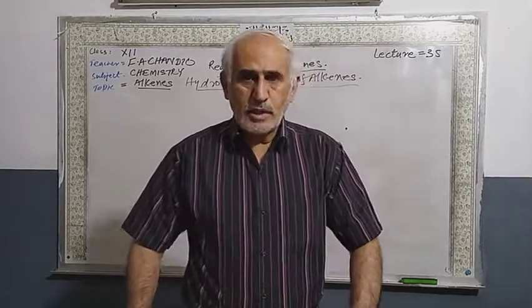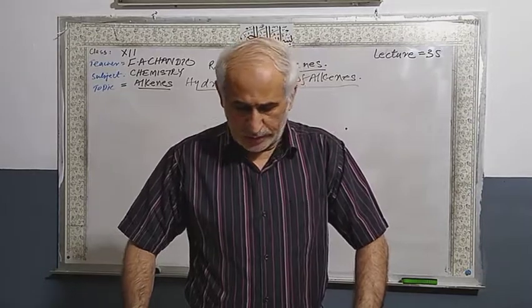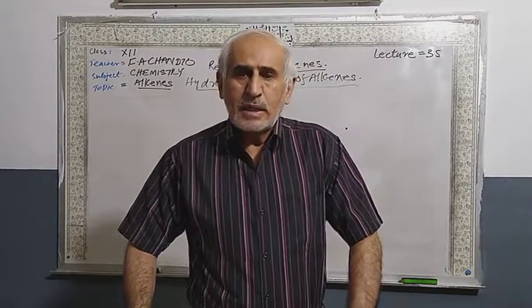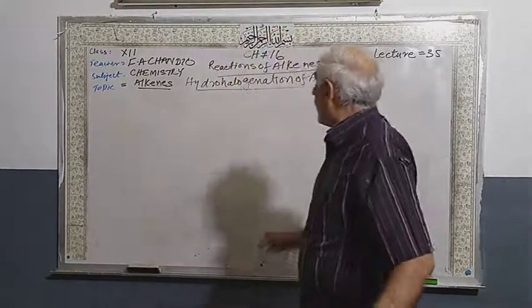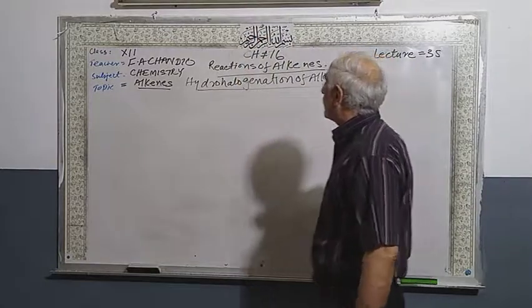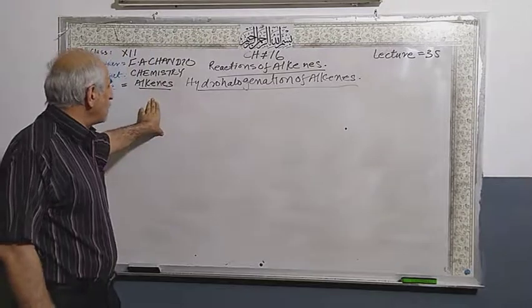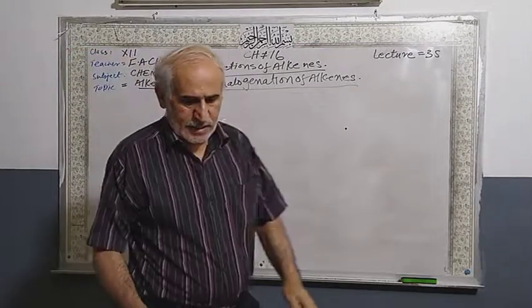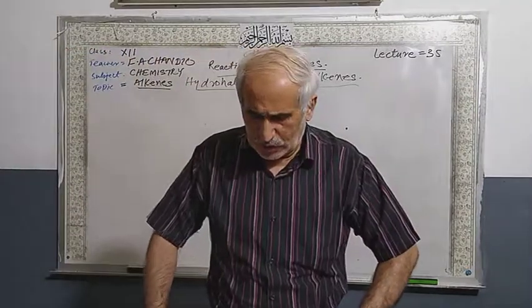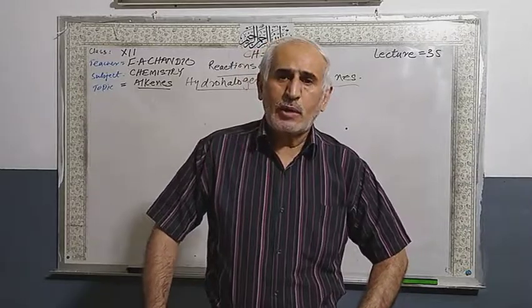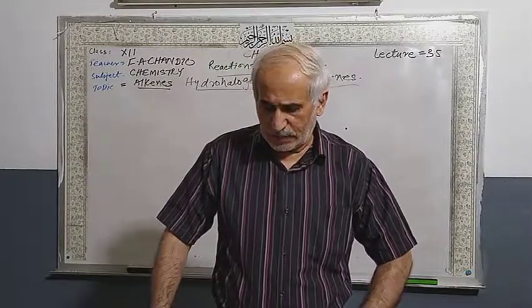Bismillahirrahmanirrahim. Dear students, we are talking about chapter number 16, grade 12, and the lecture number is 35. And we are talking about the reactions of alkenes. In the previous lecture, I told you about some chemical reactions: hydrogenation. Hydrogenation of alkenes we did in the previous lecture.